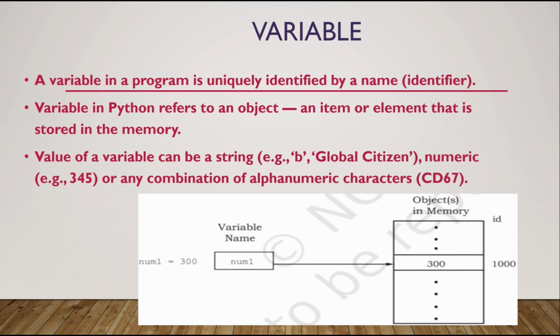In Python programming, we do not declare a variable beforehand. Automatically, once you write the variable name, it gets created and the value is assigned. As I told, the value of the variable can be a string, or numeric, or alphanumeric characters.